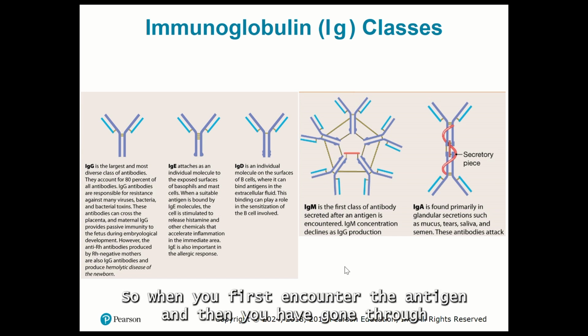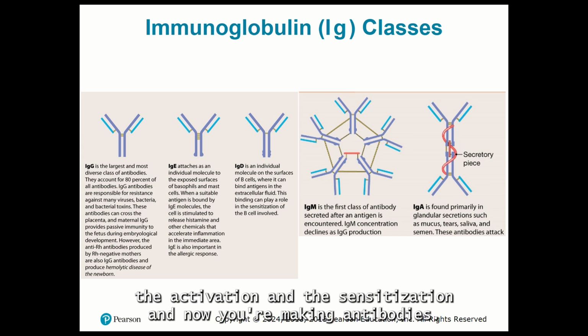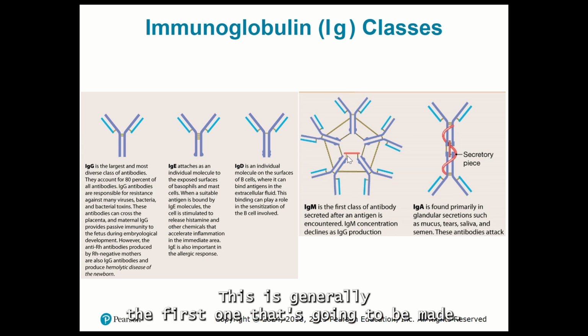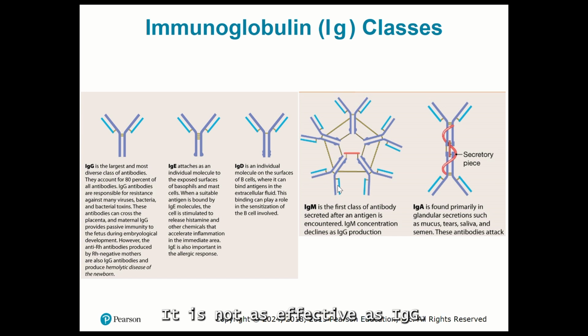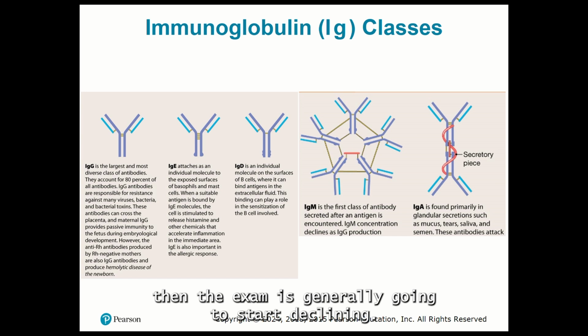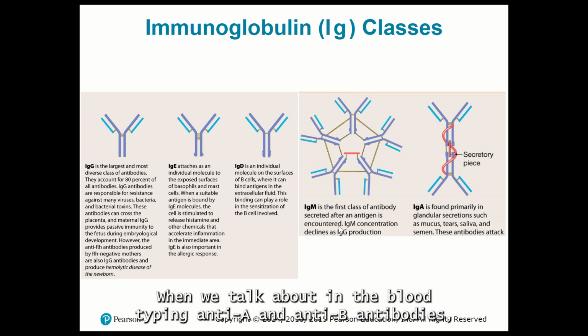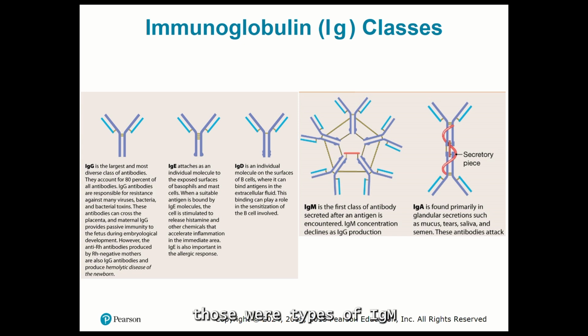IgM is actually the first class of antibody that's made. So when you first encounter the antigen, and then you have gone through the activation and the sensitization, and now you're making antibodies, this is generally the first one that's going to be made. It is not as effective as IgG, so once IgG starts being made, then the IgM is generally going to start declining.